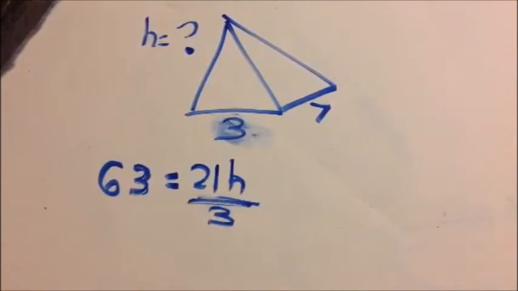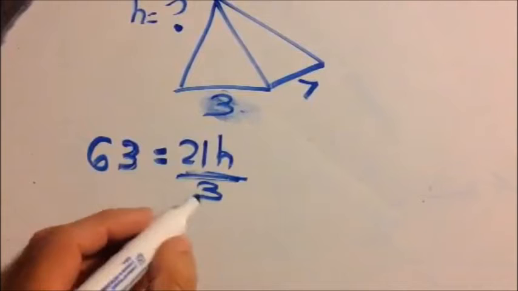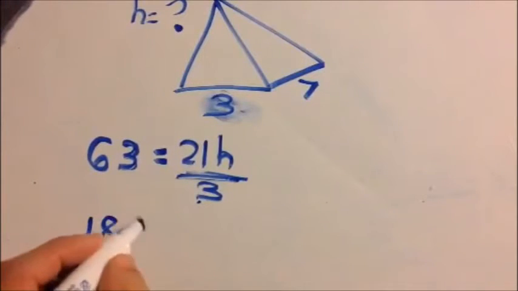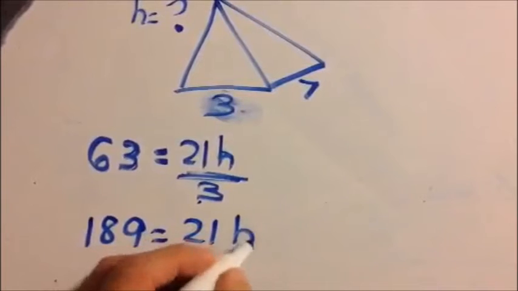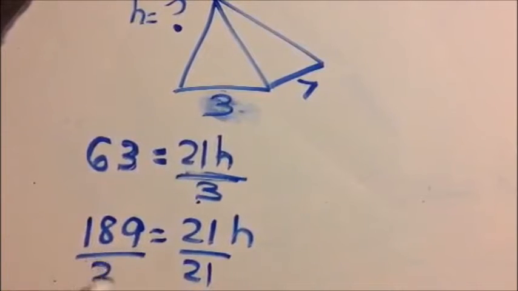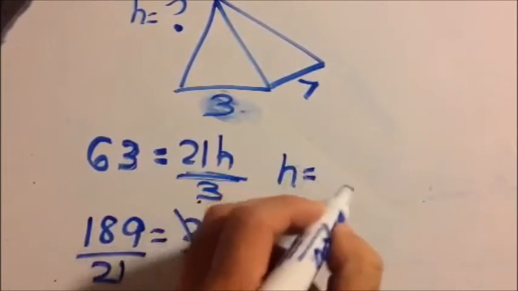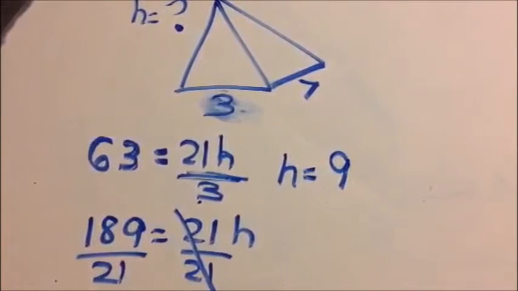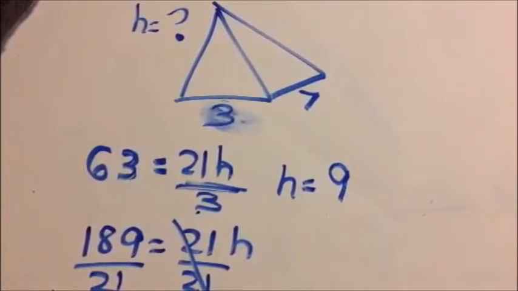Right? So we want to isolate the H. So I'll bring the 3 up. Remember the old trick, you can multiply up or divide down, so we'll multiply this whole thing up. So 63 times 3 is 189. So we have 189 equals 21H. Now perform a little algebra here. We'll just divide out the 21 to isolate the H. Whatever you do to one side, you do to the other side. And 189 divided by 21 gives us H being 9. So that's how we found H.